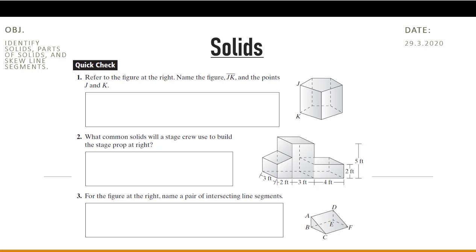What polygons? What's the name of the polygon? What's the name of the solid? Okay, the figure is a pentagonal prism. JK line segment is a lateral edge. J and K are vertices.